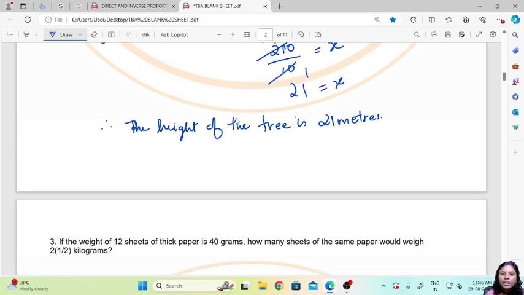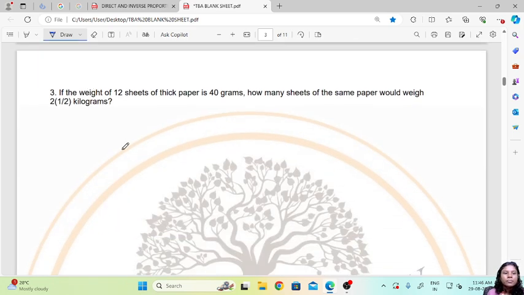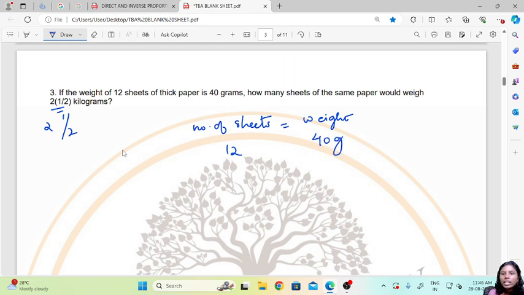Okay. Now last one, let's look at this. Now this over here is a mixed fraction. This is like 2 and 1 upon 2. So if the weight of 12 sheets of thick paper is 40 grams. So the number of sheets is how many? 12. And the weight of the thick papers is 40 grams. So the weight is 40 here. How many sheets of the same paper would weigh 2 and 1 by 2?